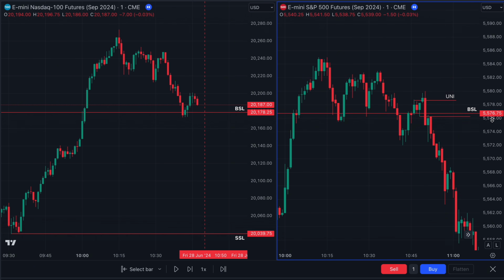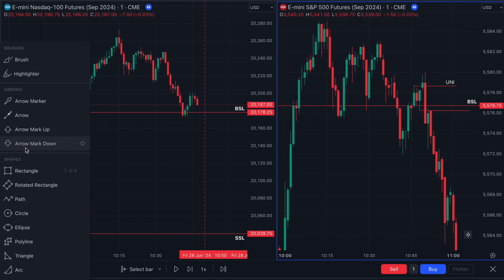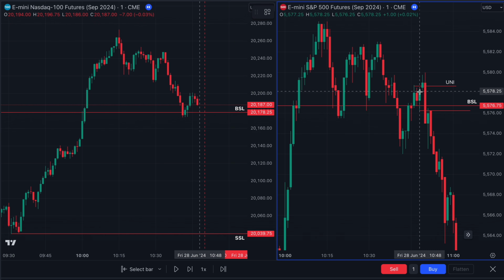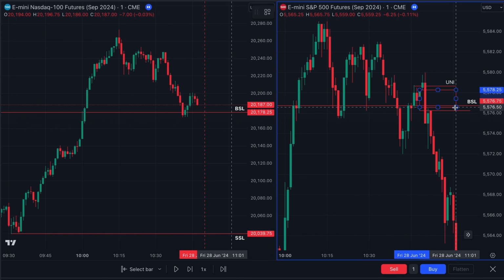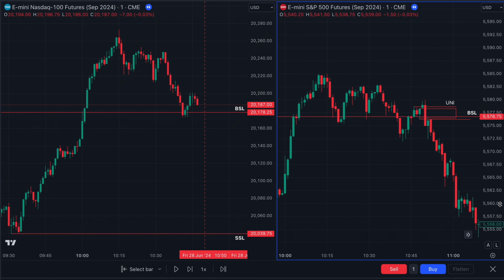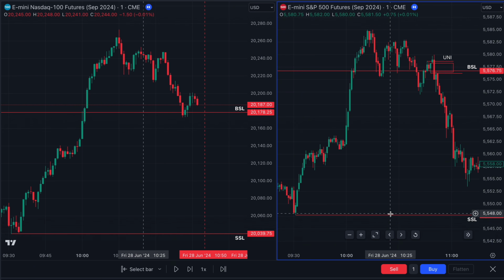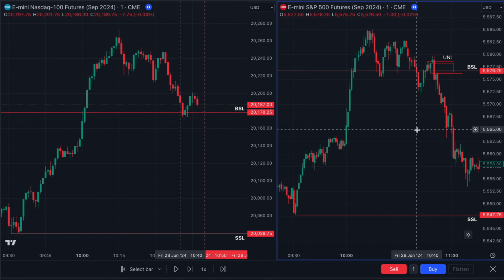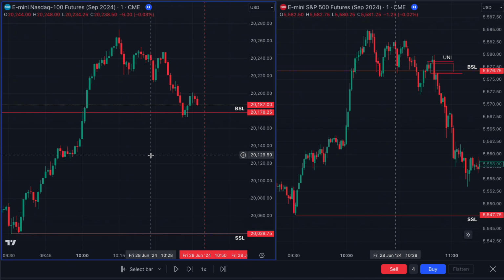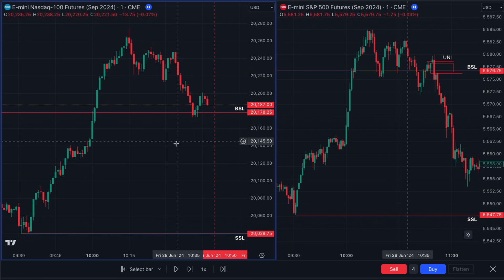But you can see here we look for an entry off a tap on the fair value gap, and you can see that price did not return to that fair value gap, and it was one tick from giving us an entry on that fair value gap. And then we targeted sell side liquidity. Obviously we don't trade ES, but we monitor ES for NQ as another confluence.